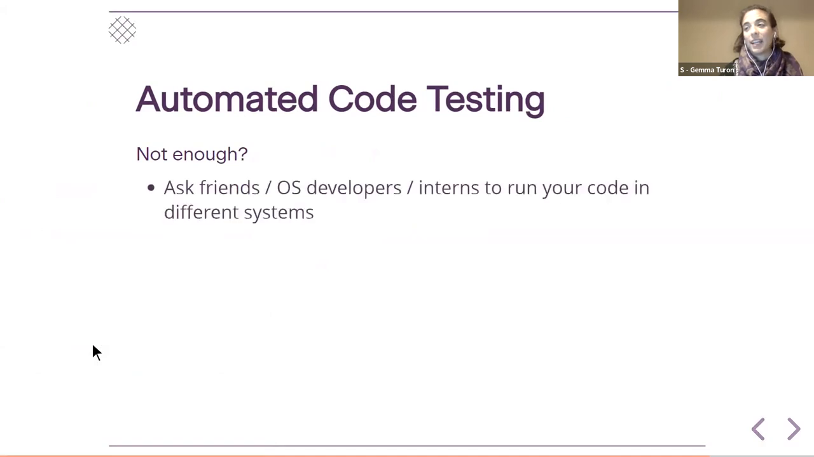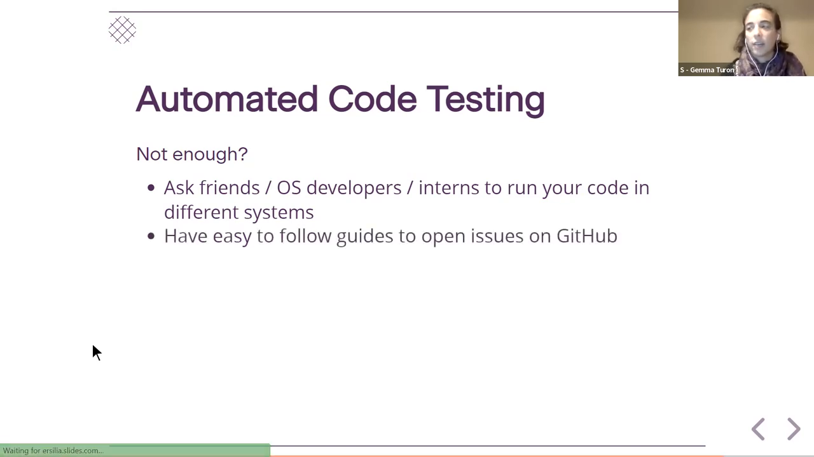So if this is not enough, if you're still hesitant about the quality of your code, about how you're writing it, about how you can test it, just ask friends, ask other developers, for example, interns or people that want to collaborate in your organization, to run your code in different systems, in different environments, to make sure that it's consistent and that it works. And I'm just highlighting this because at Ercilia, we have really had a lot of support from, for example, Outreachy when we have new contributors to our code.